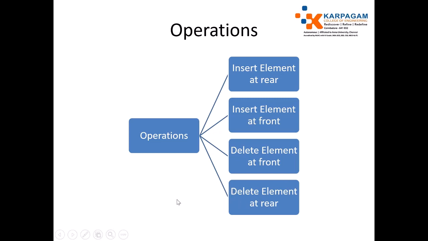So here I explained four operations pertaining to double-ended queue: insert element at rear, insert element at front, delete element at front, and delete element at rear. If we use an input restricted queue, we can use insert element at rear, delete element at front, and delete element at rear. If we use an output restricted queue, we can use insert element at rear, insert element at front, and delete element at front. So I am in a position to implement four operations for the double-ended queue.